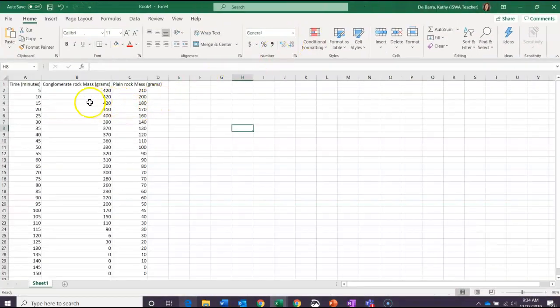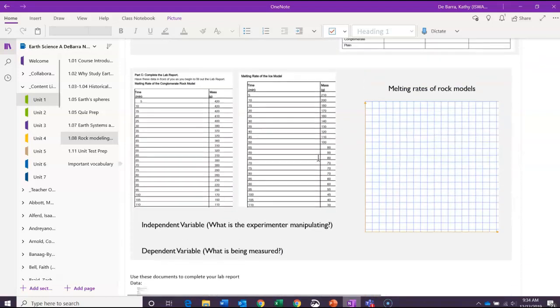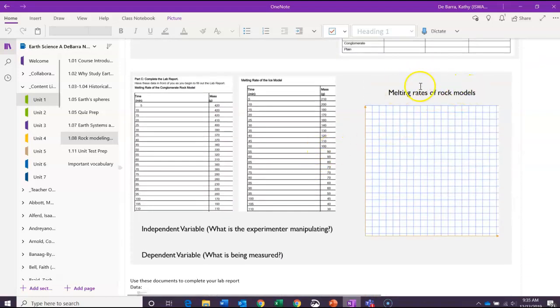So working in this spreadsheet, now we need to turn this information into a graph. In the lesson on Wednesday, we went over the way that we take a look at independent and dependent variables. I'm going to go back here just to show that to you. So here, the title of our graph is going to be melting rate of rock models. So we're looking at 2 different rock models, and we're going to be exploring their melting rates. But we need to decide what's going to be on the x-axis and what's going to be on the y-axis.